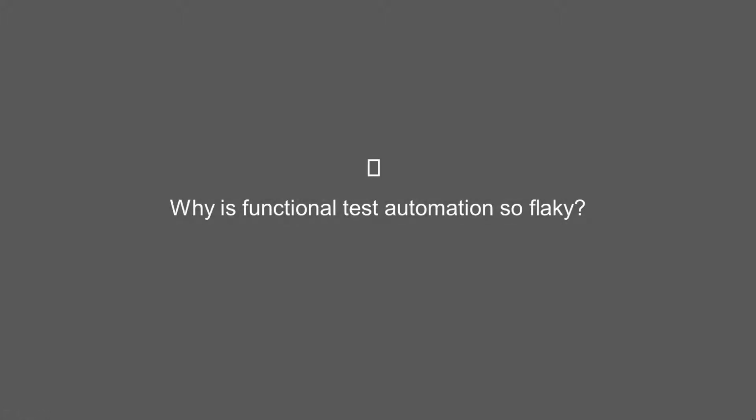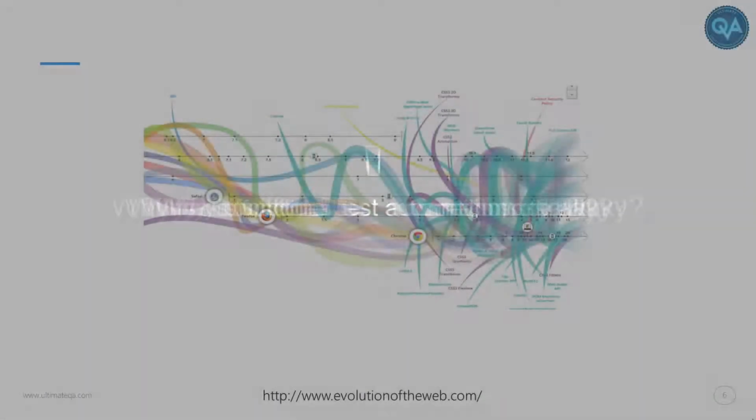Why is functional test automation so flaky? What is it about it that makes automated software testing so hard? Well, I believe that it all comes down to the evolution of the web.